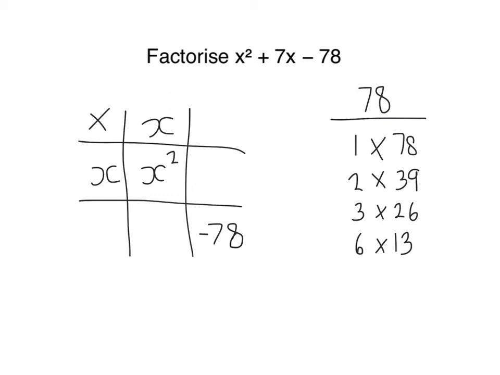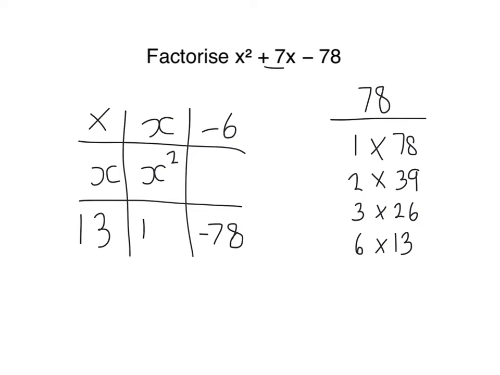Now, you don't have to add the factor pairs. You can actually take them away from each other. So let's just check whether I'm adding or taking away which factor pair is going to give me 7x. So that definitely wouldn't, that wouldn't, that wouldn't. But here, I could actually do 13 take away 6 would give me 7. Let's pop that in. 13 take away 6 would give me positive 7.